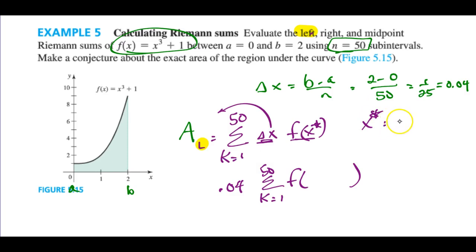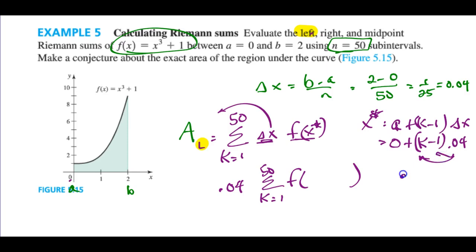So x star on the left said a plus k minus 1 times delta x. I'll give you that formula. This case is easy because a was 0. That's nice because that term drops out. We'll just keep this k minus 1 times, we know delta x is 0.04. I'll distribute this and get 0.04k minus 0.04. Now this is the part that sometimes students forget, but you're not done.